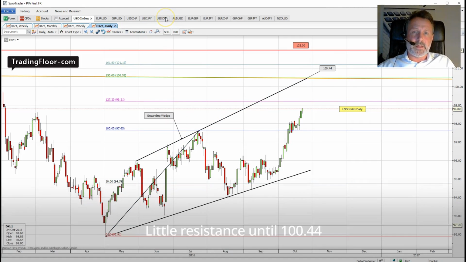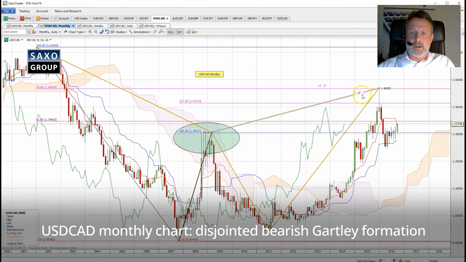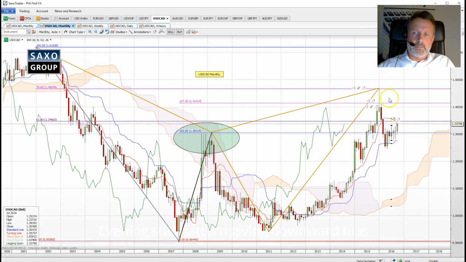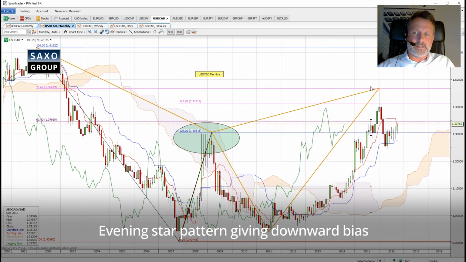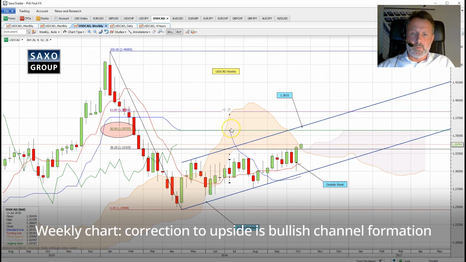Now, if we reflect that back onto dollar CAD, the monthly chart looks like a slightly disjointed bearish Gartley formation. We've got an evening star pattern which gives a downward bias. However, we have seen a correction to the upside. If we break that down to the weekly chart, we can see that that correction is a bullish channel formation.